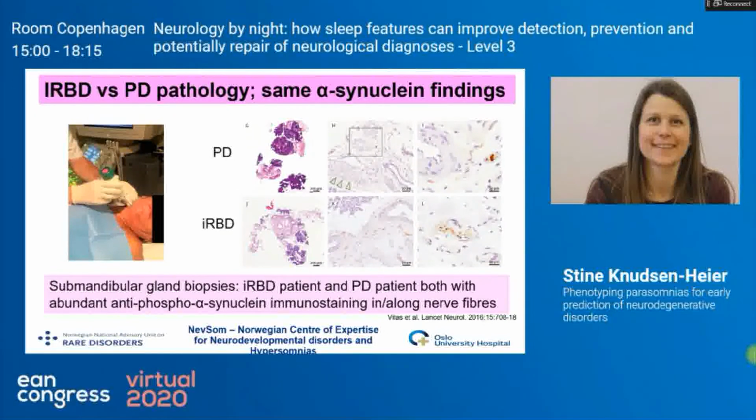And if you do biopsies, here is a study where you see biopsies from submandibular glands of Parkinson patients, and again isolated RBD patients. And in both of these biopsies, you see the same pathology findings, the same alpha-synuclein findings, where you have a lot of immunostaining in and along nerve fibers. Also in the isolated RBD patients, just as much as in the Parkinson patients. Again, pointing to that the pathology is the same.